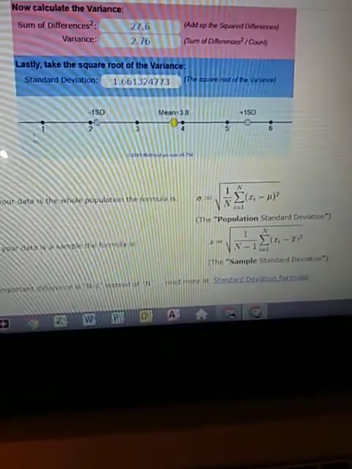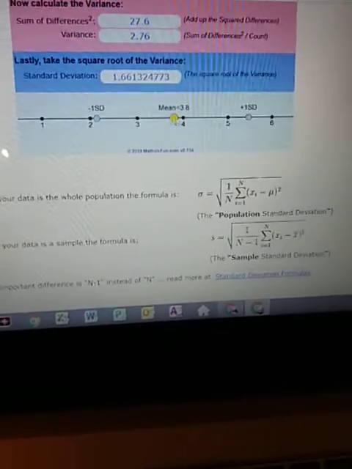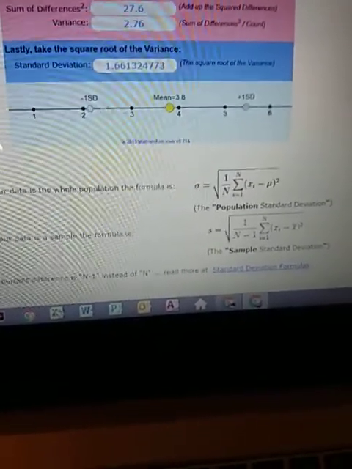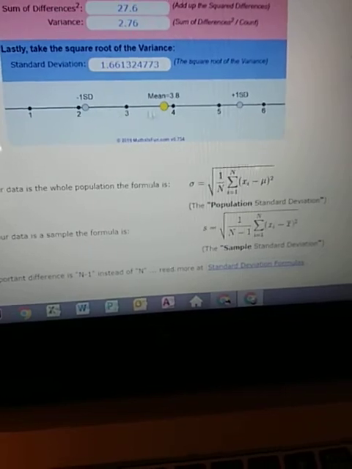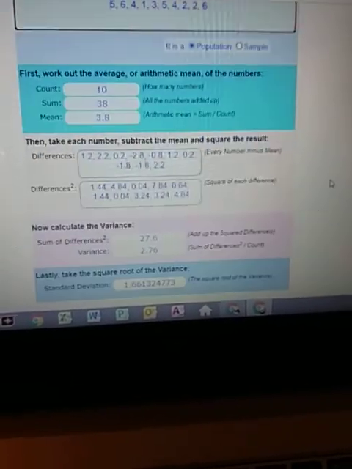And here is the mean. Here's on a number line. You would draw this. You would need this blue part. Here's the number line. Okay. You have your standard deviation and your mean. All right. So that's your answer.